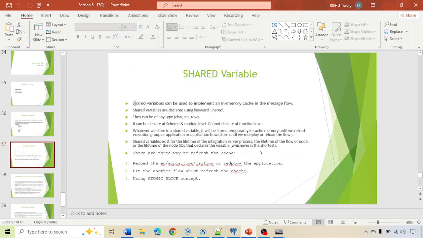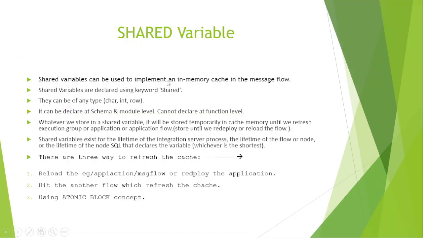When talking about the shared variable, it can be used to implement an in-memory cache in the message flow. So shared variables are declared using the keyword shared that I already explained to you. This can be of any type. It can be a character, it can be int, it can be a row, it can be a reference. Okay, so this shared variable is used to implement an in-memory cache in the message flow.